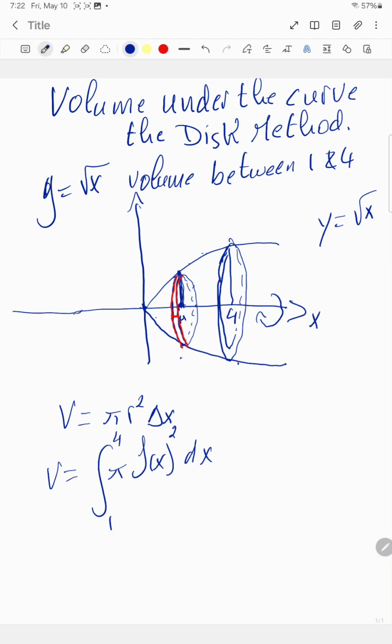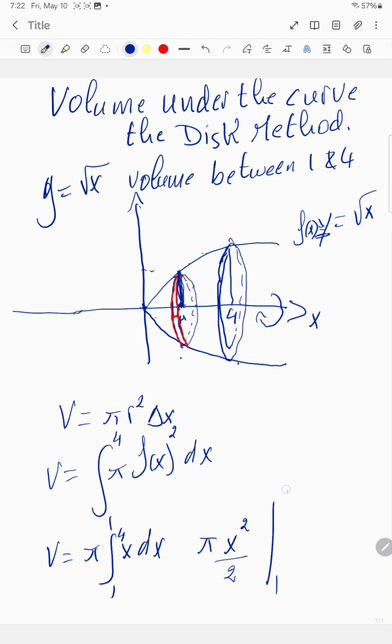Okay, because the radius is that distance, and this is y, which is f of x. Now pi is a constant, I'll take it out, and f of x squared, which is y, is equal to y is equal to square root of x. It is square root of x squared, which is x dx between 1 and 4. And then the integral of that becomes pi x squared divided by 2 between 1 and 4.